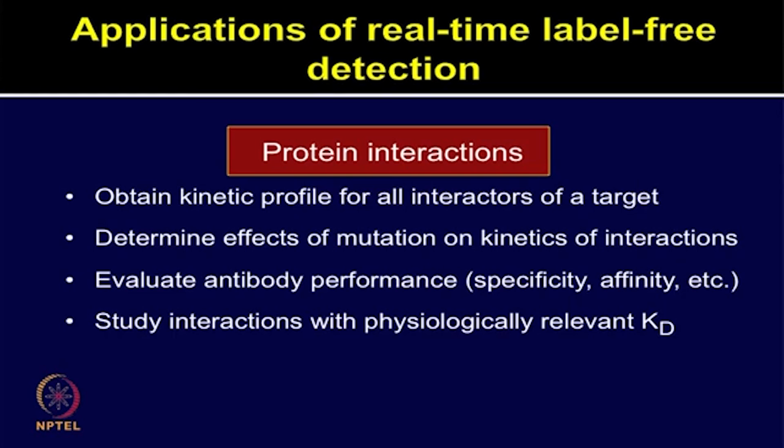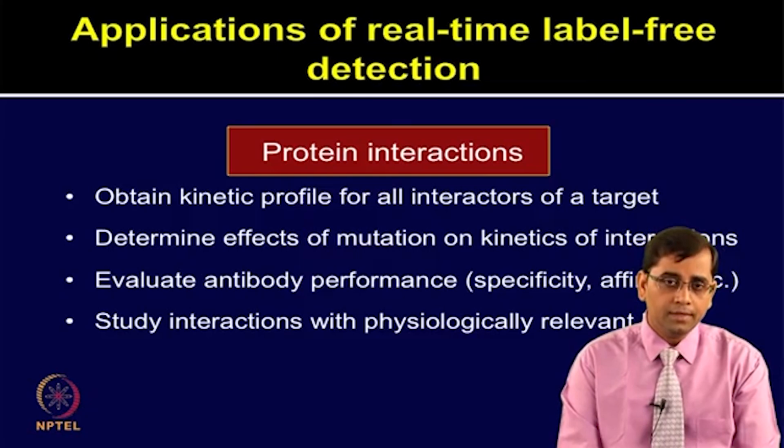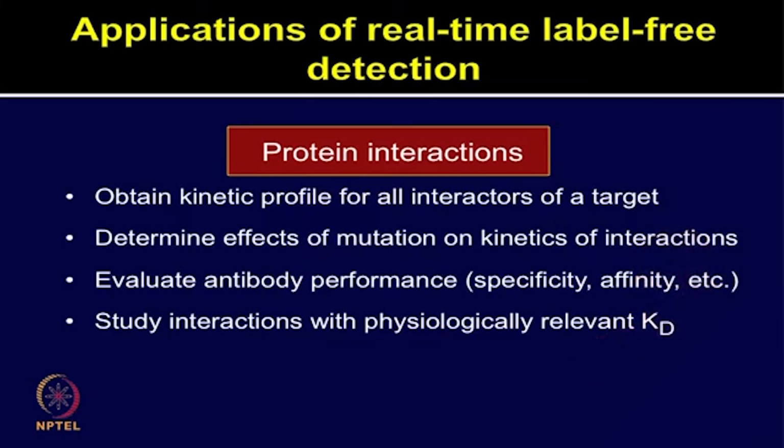Different types of label free methods have been used for evaluation of antibody performance, specificity assays, determination of affinity constants, etc. They are also used for studying interactions to determine the physiologically relevant Kd, the equilibrium dissociation constant. Such binding assays have proven invaluable in the study of biomolecular interactions and are extensively used for protein applications performed during biological characterization and screening assays.